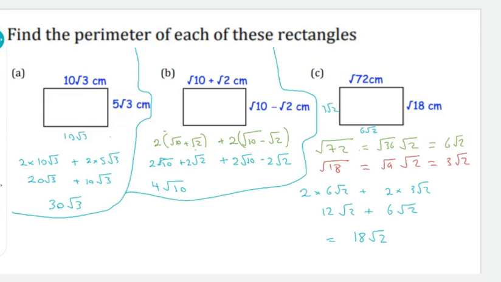Does that last example make sense? Yeah. Cool. Okay.